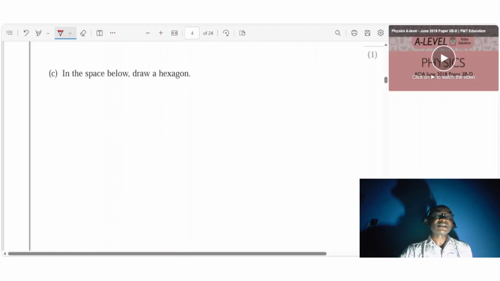So C part says in the space, draw a hexagon. A hexagon has how many? 6 sides, isn't it? Wait, sir, give me a second. Someone's calling me.